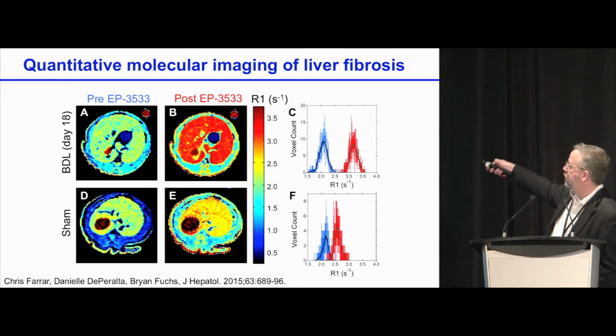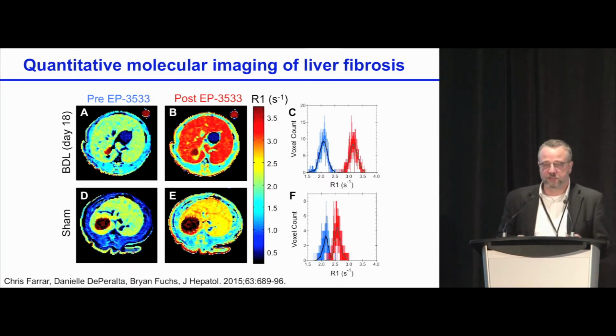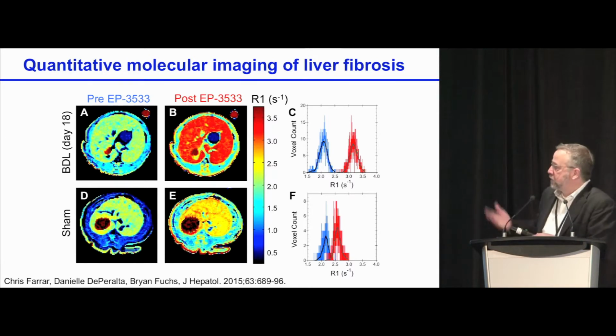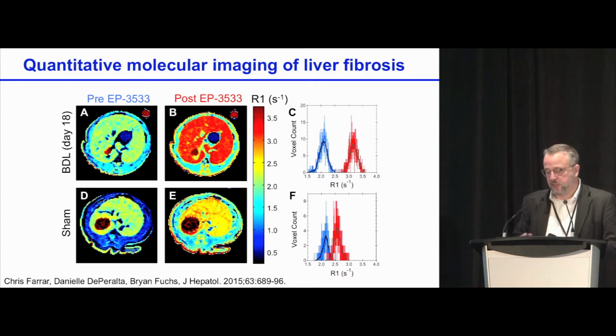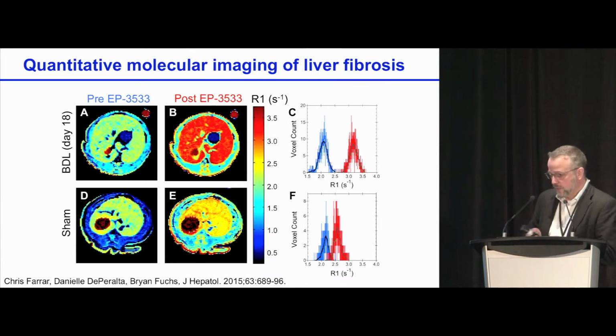This is before injection and after injection, and the difference between these two maxima is directly related to the concentration of the probe. So we can quantify how much probe is present in the liver and its distribution in the liver, and then we can see how that relates to extent of fibrosis. And in this model, it's quite nice. If you image animals a few days after bile duct ligation, they already start to have a mild fibrosis. After 10 days, a more moderate fibrosis, and by day 18, the fibrosis is quite severe.